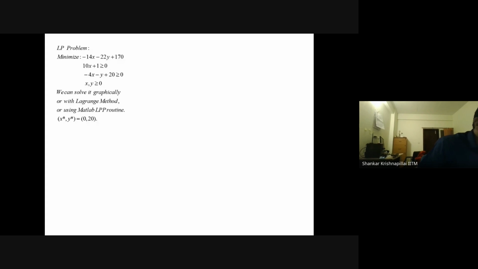Now you get the linear programming problem. This is the linear objective function, and these are all linear constraints. So we can solve it graphically, with the Lagrange method, or with the MATLAB linprog routine. In any case, the answer is x star, y star equals 0, 20. So we started with 0, 0, and now we got 0, 20.